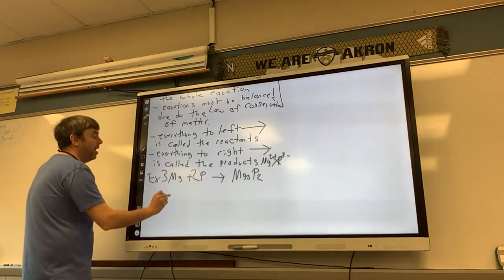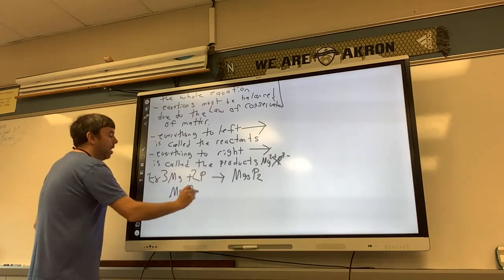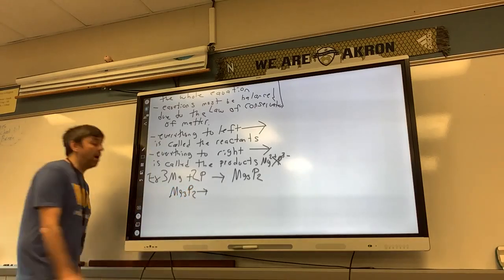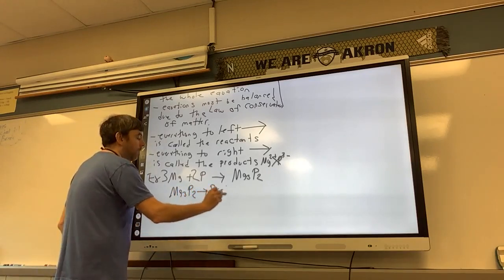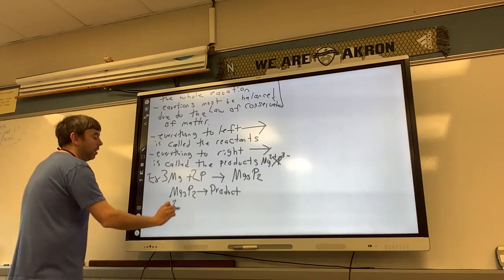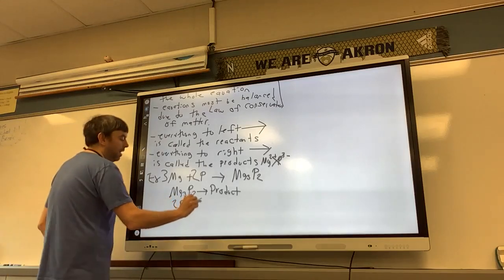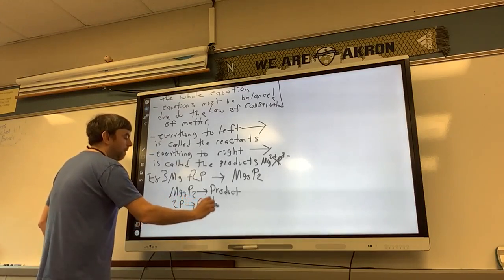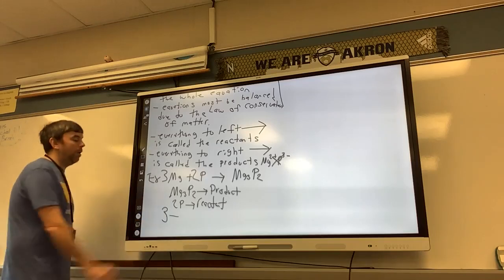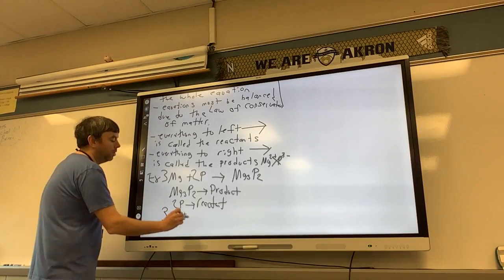So if I said, what is Mg3P2? How would you label that? That is a product. So then we go to the reactants. That's a product. And if I said 2P, how would you label that? That is a reactant. If I said the big 3, how would you label that? That is a coefficient. Good. So you're good with those parts.